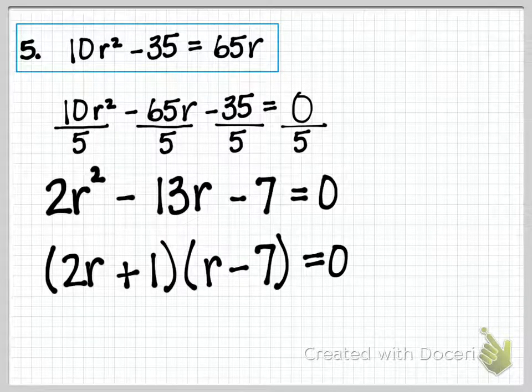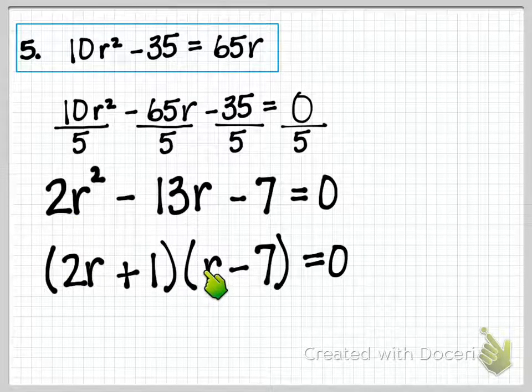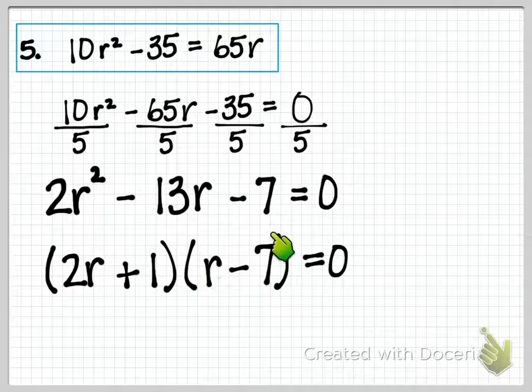Now, I just did the factorization of this. The reason I didn't do the factor tip thing and make the product and all that is because I noticed that 2 is a prime number. So I know that since I have 2r squared here, I'm going to have 2r and 1r. There's no other possibility for that. And similarly, this 7 is a prime number, so I know that in these two places, it's going to be 1 and 7.